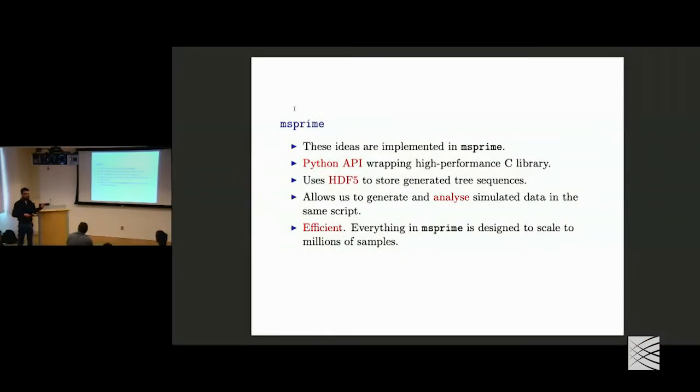The Python API is used for running simulations, but it's also used for analyzing the data. So we've got a general purpose tree library here. And this allows us to analyze and generate the simulated data in the same script, which I think is a very powerful thing. So what's the thing about new mutation in the context of this?